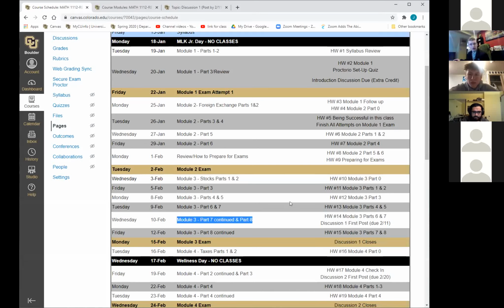Today we're hopefully finishing up 7 and starting 8, because we still do have one more day to work on this on Friday before our exam on Monday. And other than that, we have one regular computational homework due tonight and the first half of discussion 1 due tomorrow night.